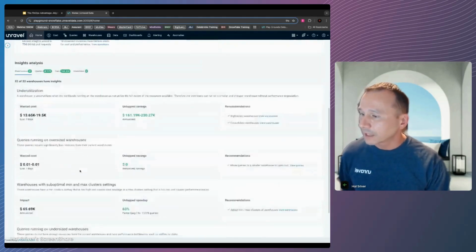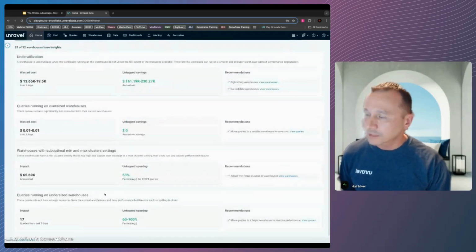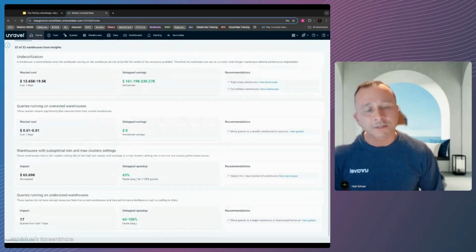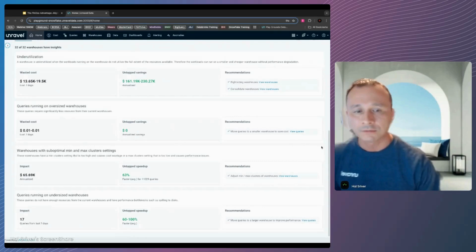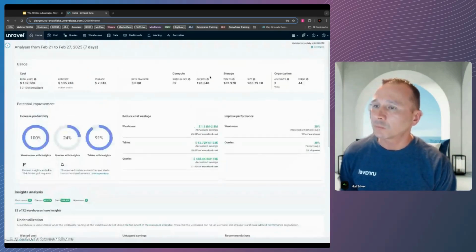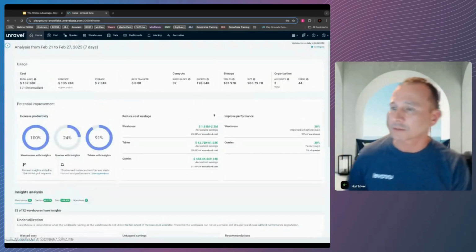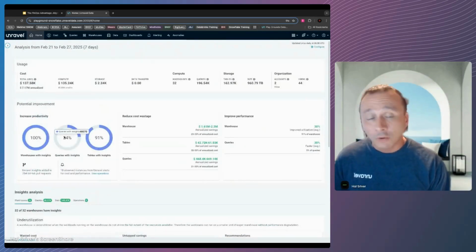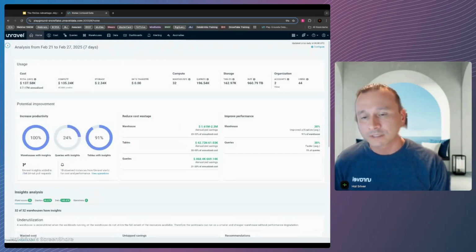Queries running on oversized warehouses, or even queries running on undersized warehouses, right? Warehouses with suboptimal min-max cluster settings. I think I mentioned this not too long ago, right? But just one category. Out of all of those 197-ish thousand queries that we're monitoring, a quarter of them have insights which could lead to performance improvements and consequently cost savings.